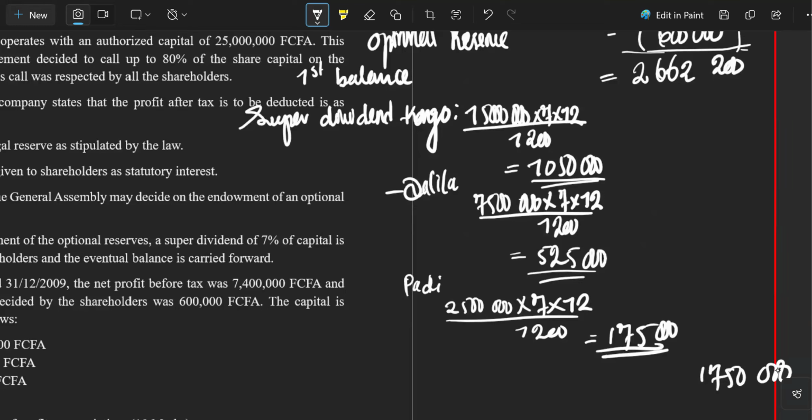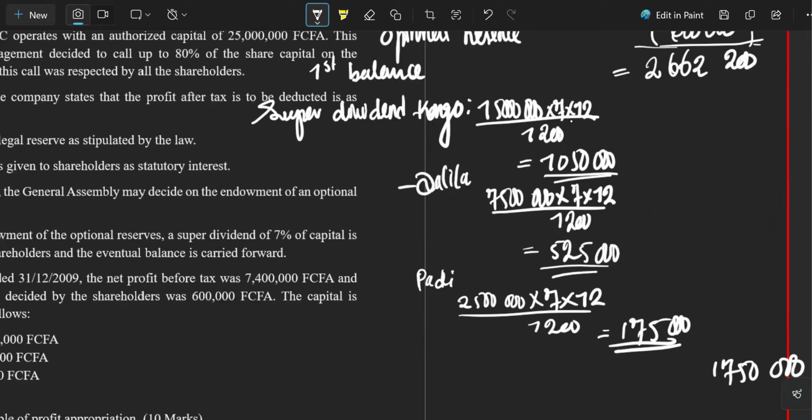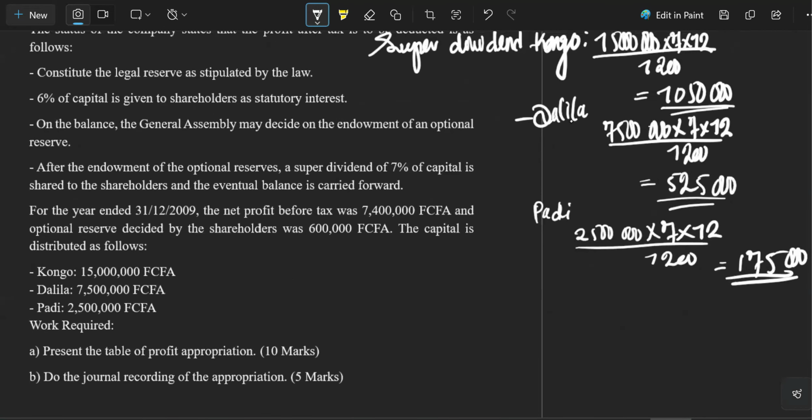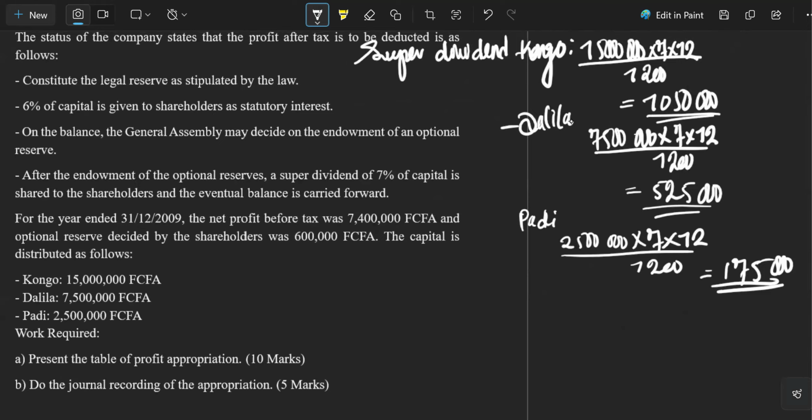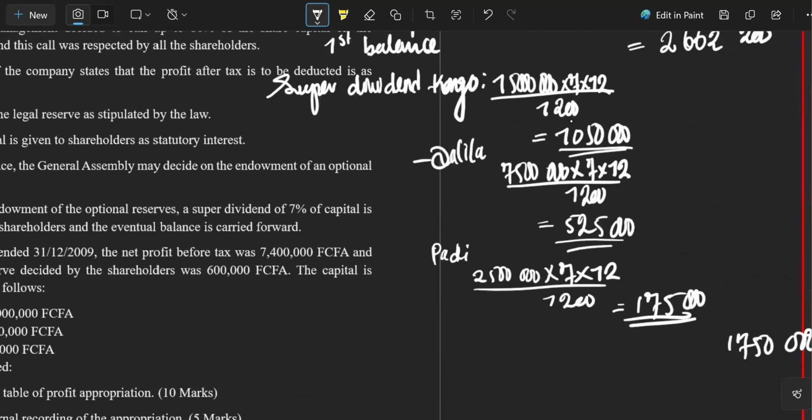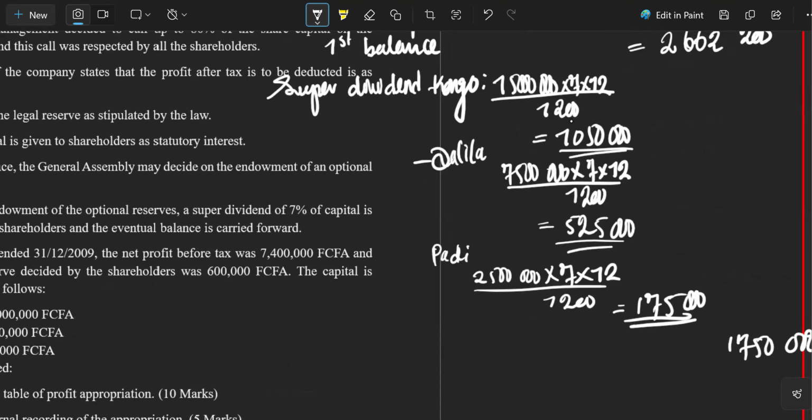Okay, so now we're going to look at the credit balance carry forward. According to the question, there was a carry forward. So after that, we are going to have normally a carry forward. Okay, so we'll subtract this from that. We'll subtract 2,662,200 francs minus 1,750,000 francs. We're going to have a carry forward.